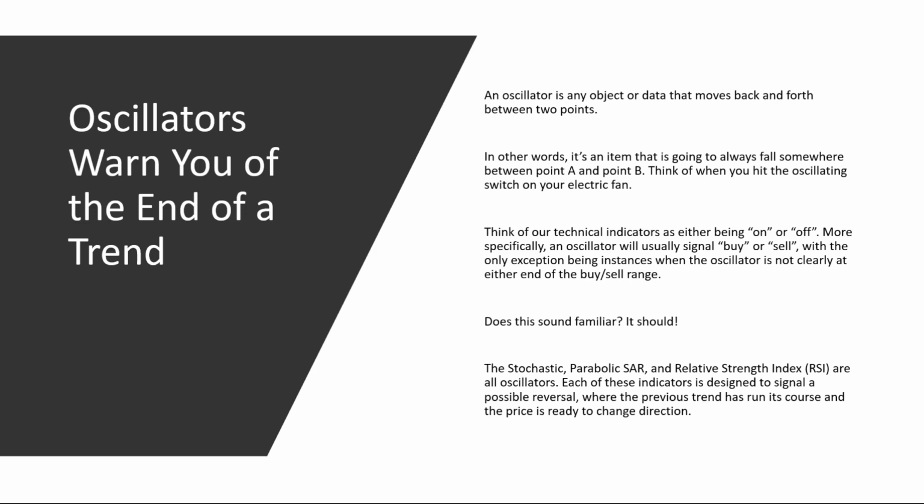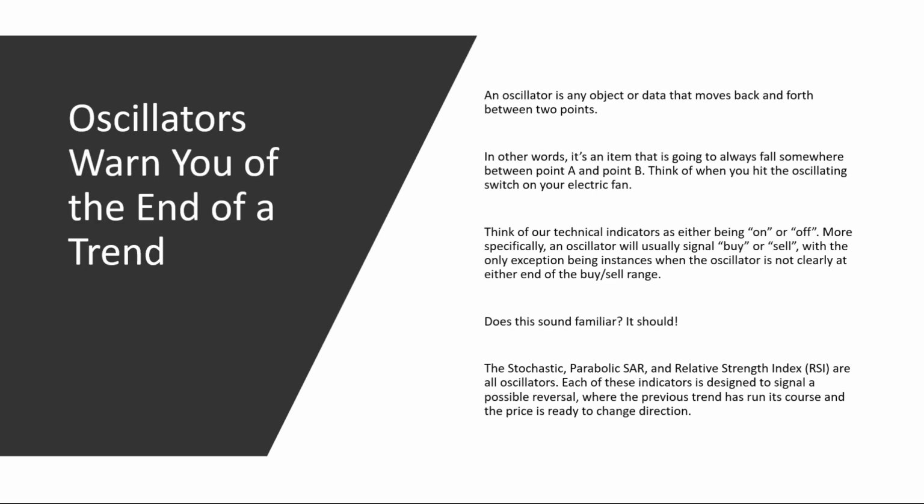But remember, an oscillator is any object or data that moves back and forth between two points. So just think of the old radio waves going up and down. They're going to move up and down between two set points. In fact, we call them bounded oscillators. In other words, it's an item that is going to always fall somewhere between point A and point B. Think of when you hit the oscillating switch on an electric fan. Think of the technical indicators as either being on or off.